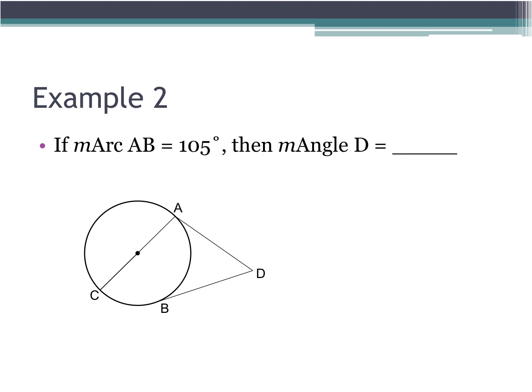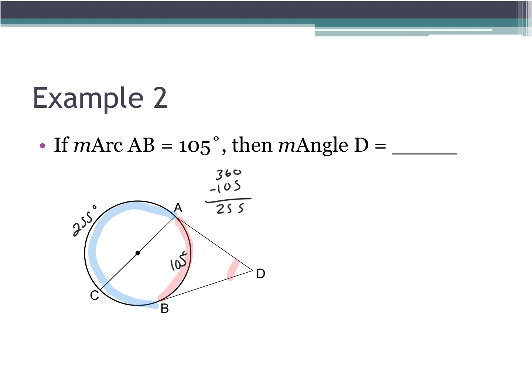And example 2: if the measure of arc AB is 105, then what is angle D? Angle D is what we're trying to find out here. This arc right here is 105. That is given. So we're able to get the remainder arc, which is this one right here, that we're going to need. I'm going to do 360 minus 105. So that's going to be 255.